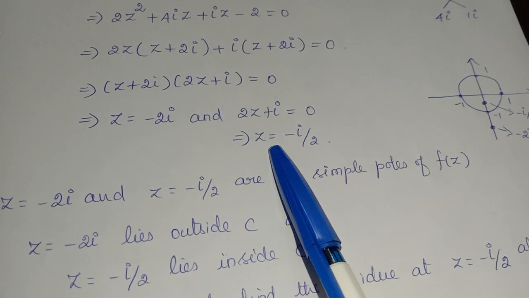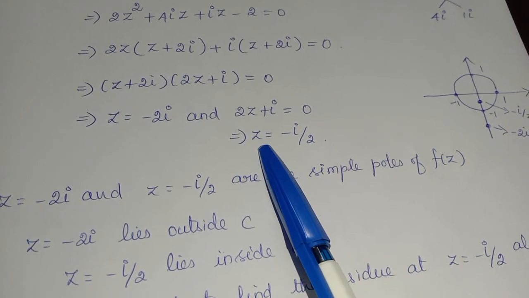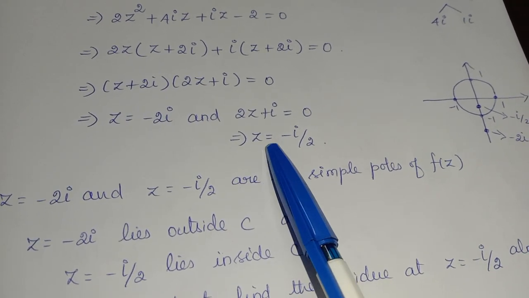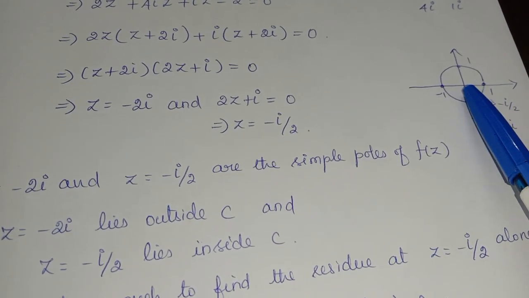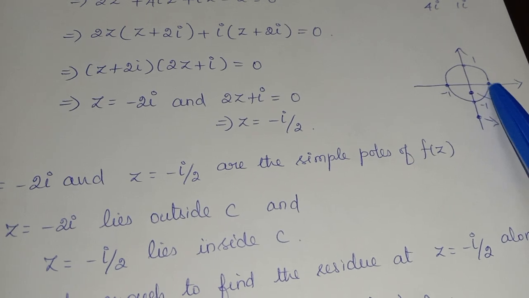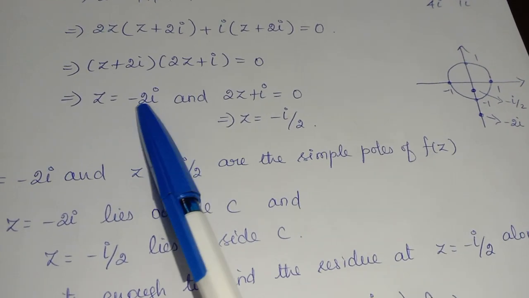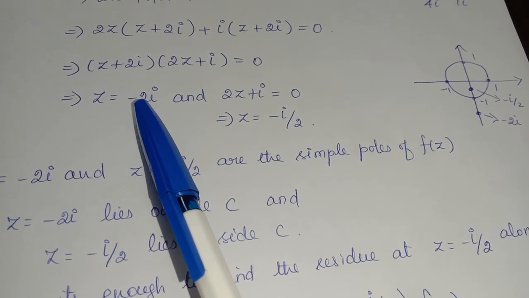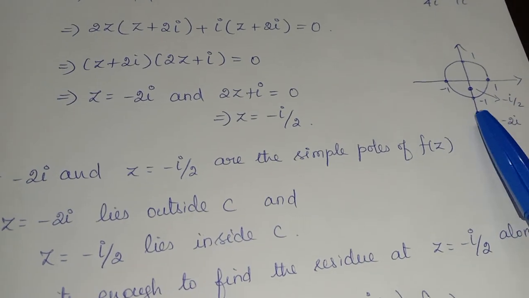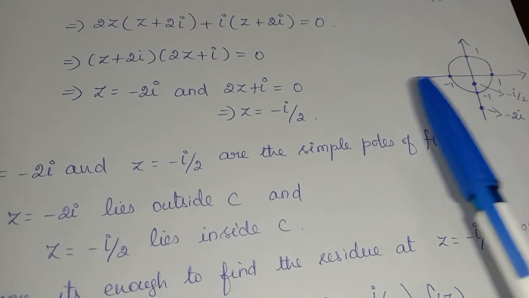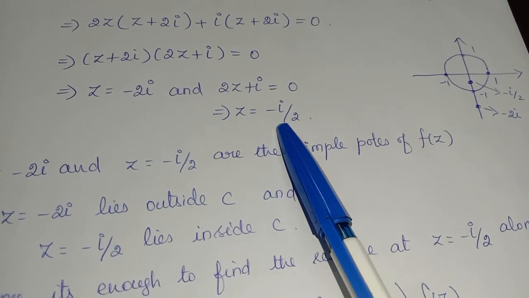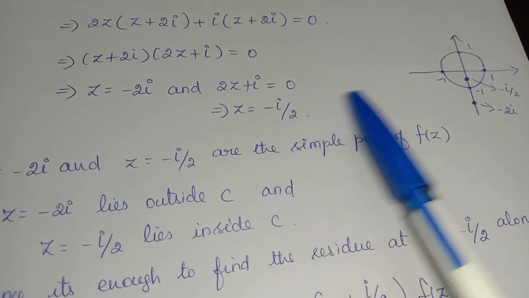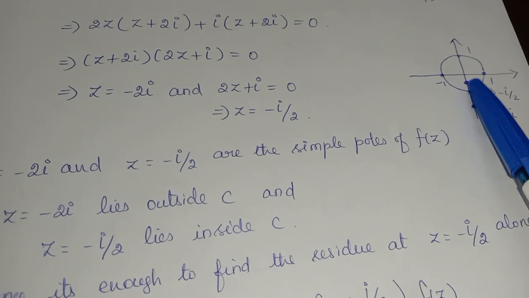Out of these two, we have to check which of them are lying inside mod z equal to 1 and which of them are lying outside mod z equal to 1. See, mod z equal to 1 means what? Circle with center at origin and radius equal to 1 unit. See, this is minus 2i, no? That means what? 0 comma minus 2. 0 comma minus 2 is lying outside the circle. And this is minus i by 2 means what? 0 minus i by 2, that is 0 comma minus 1 by 2. So minus 1 by 2 means this is lying inside.